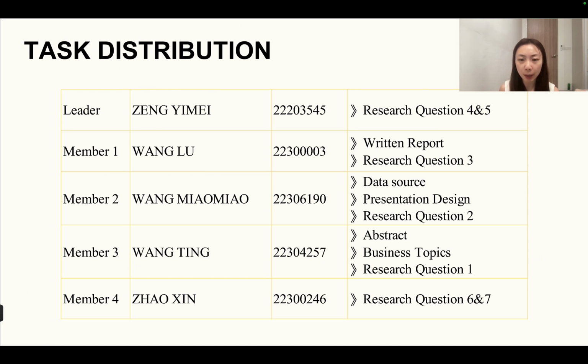Member 2 Wang Miaomiao: Data Source and Presentation Design and Research Question 2. Member 3 Wang Ting: Abstract and Business Topics and Research Question 1. Member 4 Zhao Xin: Research Question 6 and 7.